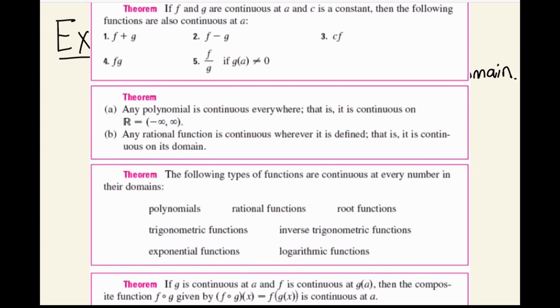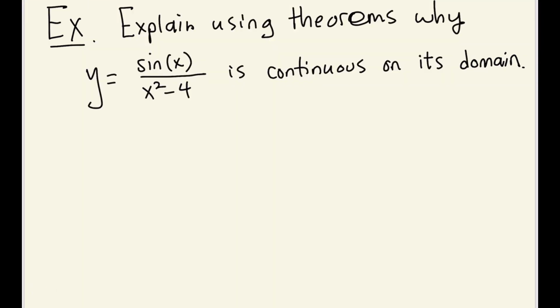We also have here that if f and g are continuous at a and c is a constant, then the following functions are continuous at a. Here we have the quotient. Okay, the quotient function is also continuous as long as the denominator does not equal 0. So those are the types of theorems that were being referred to here. Okay, and just really quickly, this is a trig function, so it's continuous on its domain, and its domain is R. This is a polynomial function, so it's continuous on its domain, and its domain is R.